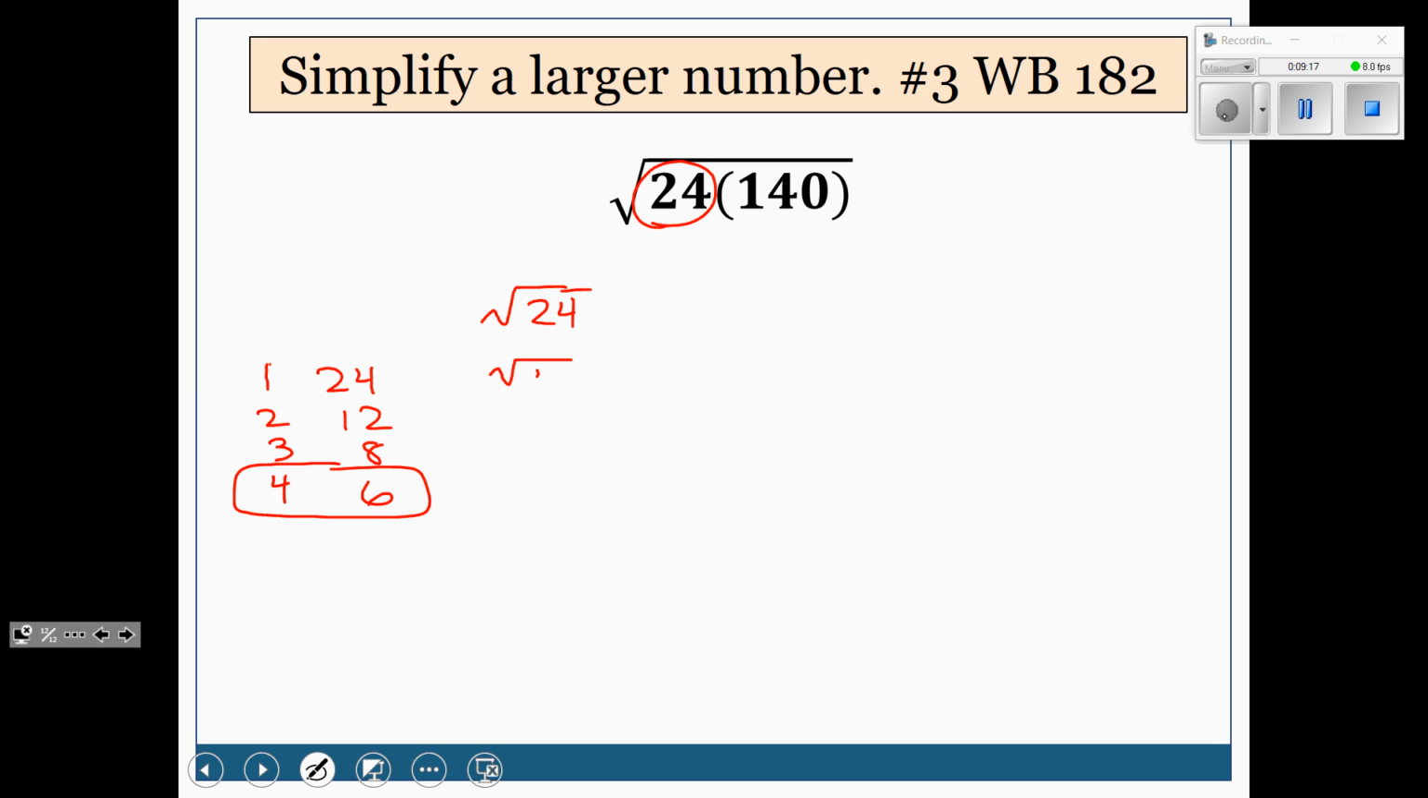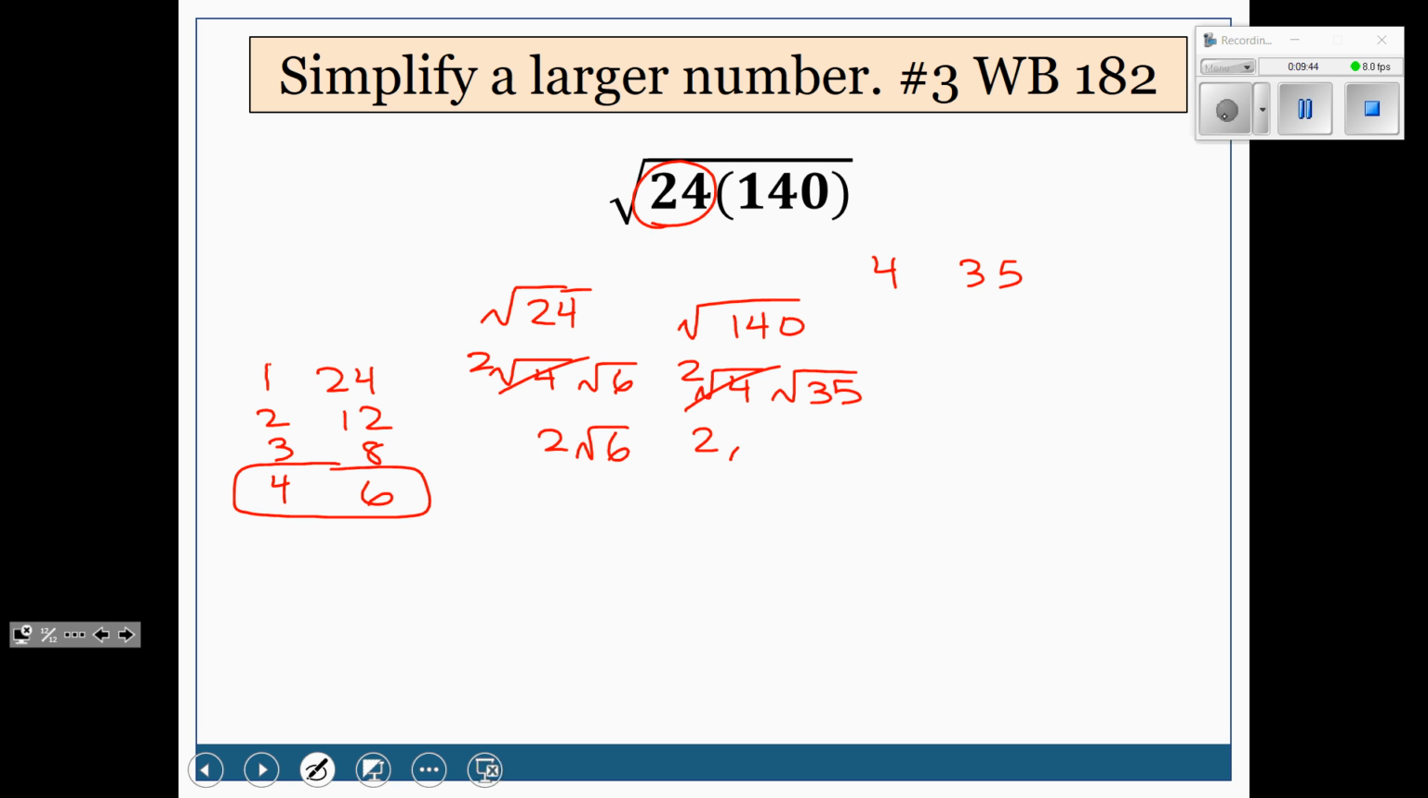So I'm going to break this into the square root of 4 times the square root of 6. I can take the square root of 4, which is 2. So that gives me 2 square root of 6. 140, when I do the factor pairs for it, I find that one of them is 4 times 35. So I can break 140 into the square root of 4 times the square root of 35. I can take the square root of 4, which is 2. So now I have 2 times the square root of 35.